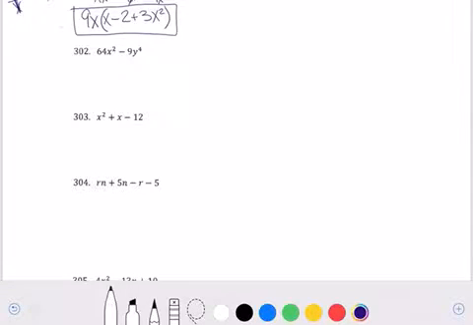Now I need to count my terms. This one has 2 terms, which generally goes along with DOPS, but I also have to check for the DOPS setup. Difference means subtraction, so I do have subtraction, and the 2 terms in this expression are perfect squares, so this one is set up to go through the DOPS process.